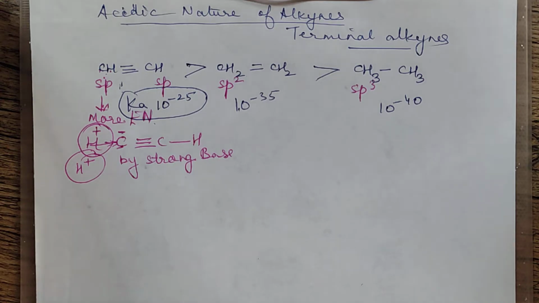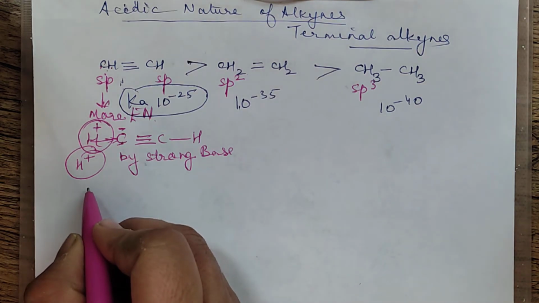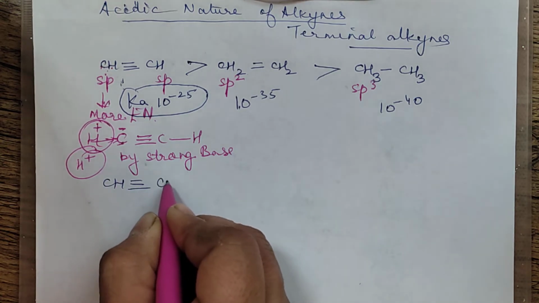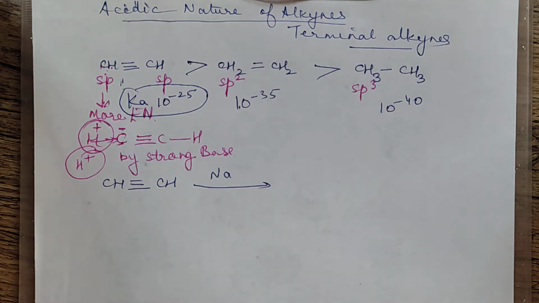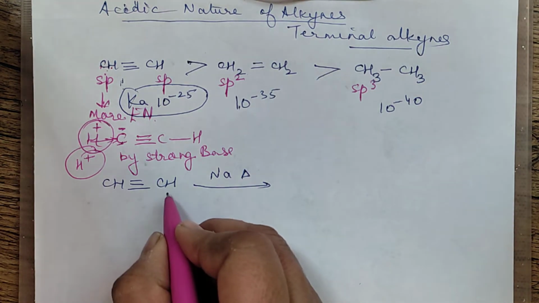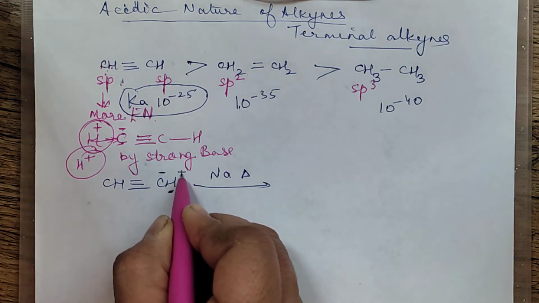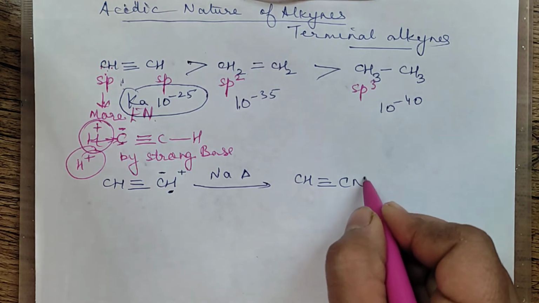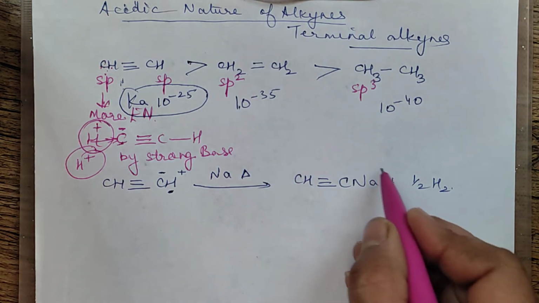You can prove that terminal alkynes are acidic in nature because you can carry out a reaction. Say, for example, ethyne. You can treat this ethyne with sodium, or with sodamide. When you are heating in the presence of sodium, this H comes out because this will ionize as minus and plus. Na will take its place. So what you will have is CH triple bond CNa, and H2 will come out as a gas. So H2 is liberated.